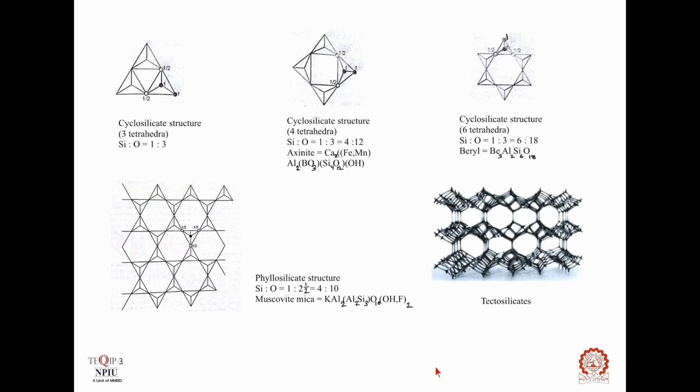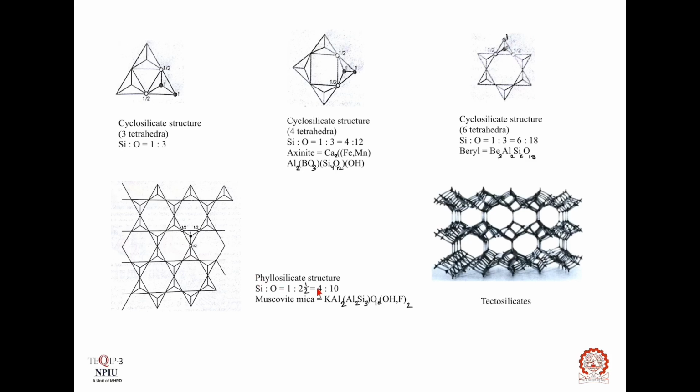Axinite is an example of a mineral in which the cyclosilicate structure is formed. Here 4 silicate tetrahedron units participate to form the ring structure. Look at its chemical composition. Here the ratio between silicon and oxygen is 4:12, which is nothing but 1:3. In a similar way, beryl is an example of a cyclosilicate structure mineral in which 6 silicate tetrahedron units participate to form the ring structure.